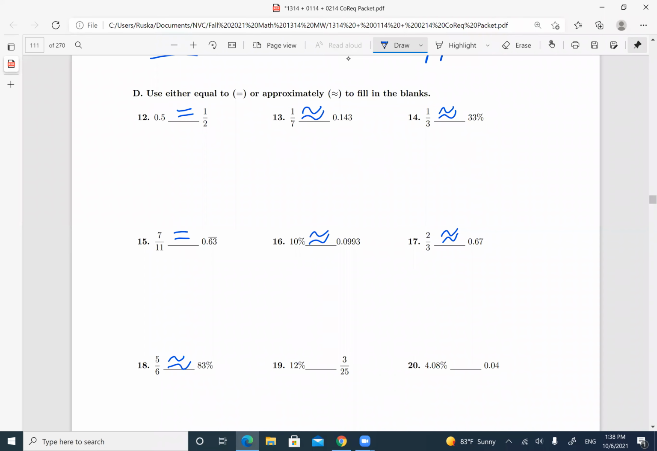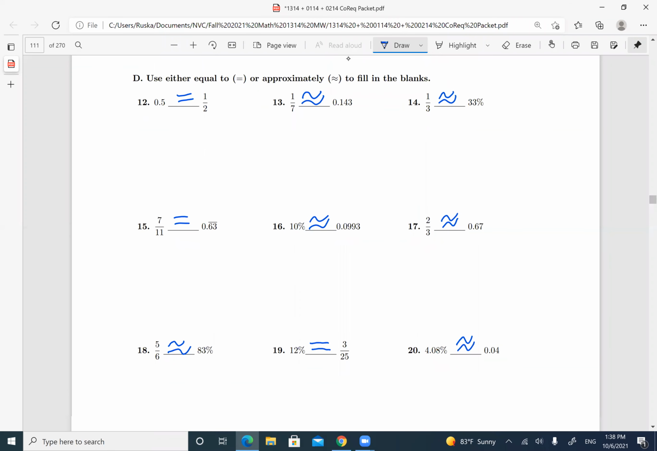Now 3 divided by 25, is it 12%? Yes. Exactly 12%, that's right. And the other one is 4.08%, obviously is not 0.04 because we round the number, the 8 is missing, right? Okay, so there you go. We actually did all of it. So that's how you know if it's approximate or exact.